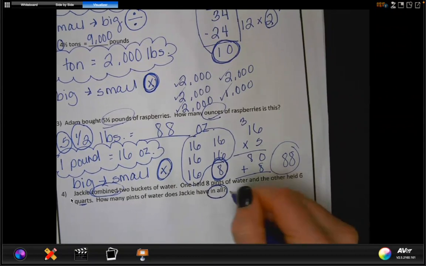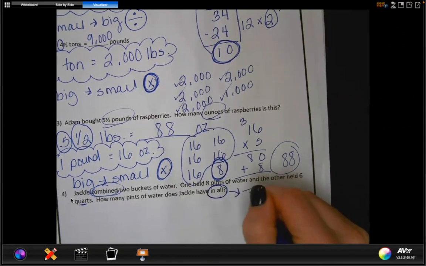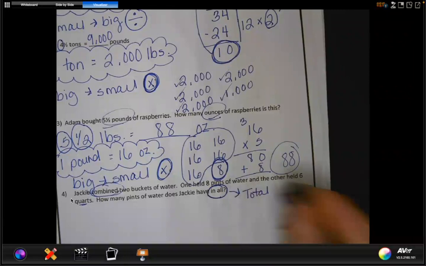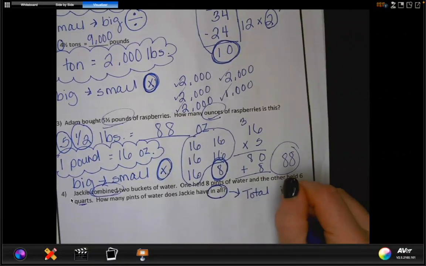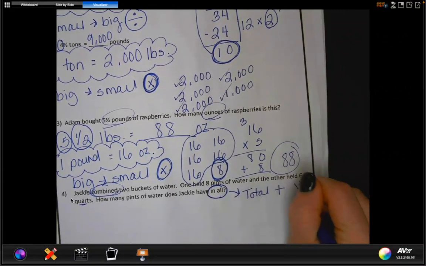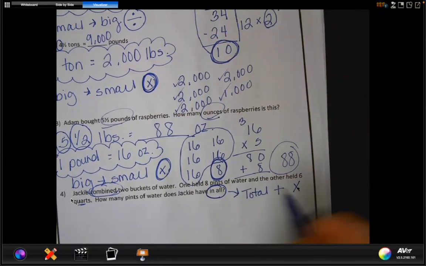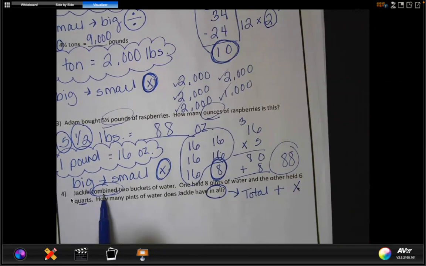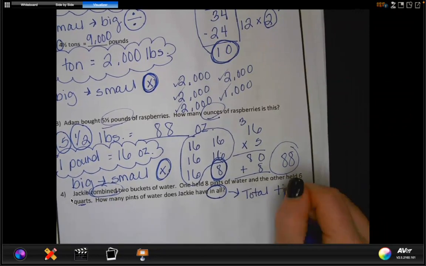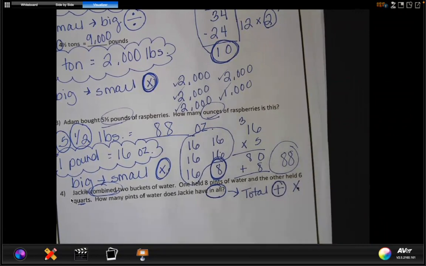Keyword there, in all. Write this down. Remember, that means you're solving for the total. So that means we're either going to add or multiply. You're going to multiply if you see some keywords like each, or every, or per, which means we're doing some repeated addition. However, we know it says Jackie combined the 2 buckets. So that must mean we're doing an addition problem, okay?